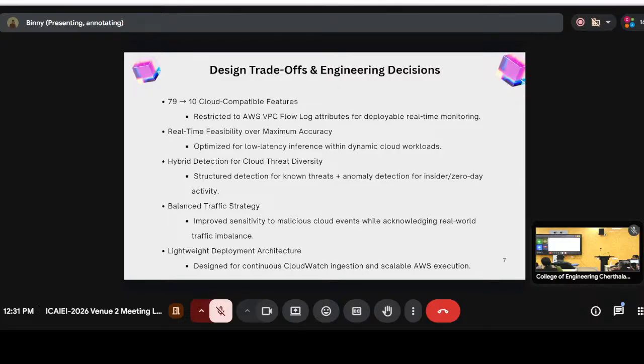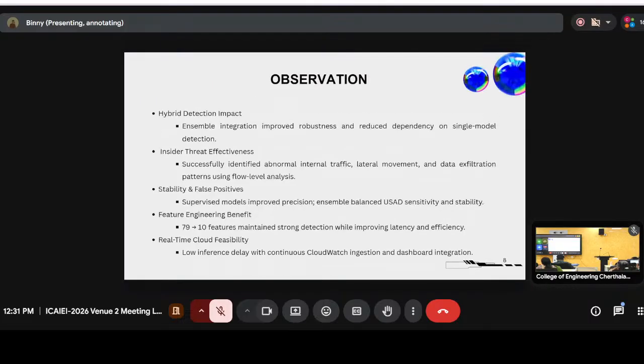And for the fourth thing, for the imbalanced dataset, we have balanced the dataset in a 60-40 ratio. And for a lightweight deployment architecture, we have specifically used CloudWatch ingestion that helps directly in the Python script itself.